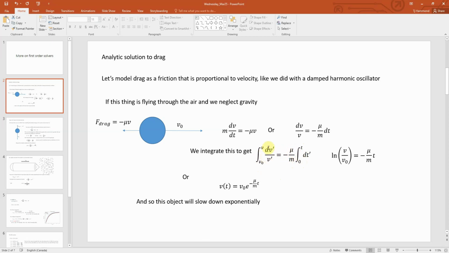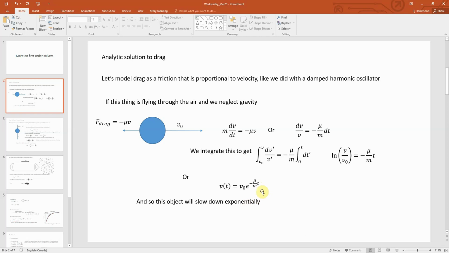The integral of dv over v is of course log v. And since this is a definite integral, we get log of v over v naught, and that is of course equal to negative mu over m times t. So we can take the exponent of both of these sides. We get v over v naught is equal to the exponent of minus mu over m t, or v of t is equal to v naught e to the minus mu over m times t.